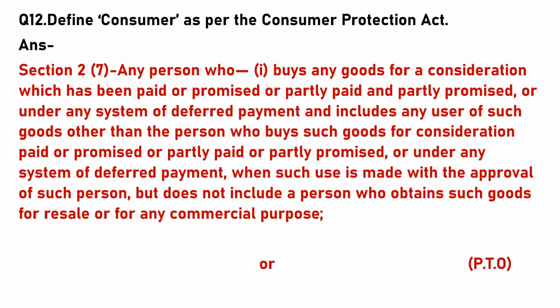Define consumer as per the Consumer Protection Act. Section 2 subsection 7 says any person who buys any goods for a consideration which has been paid or promised or partly paid and partly promised or under any system of deferred payment, and includes any user of such goods other than the person who buys such goods for consideration paid or promised or partly paid or partly promised or under any system of deferred payment, when such use is made with the approval of such person, but does not include a person who obtains such goods for resale or for any commercial purpose.